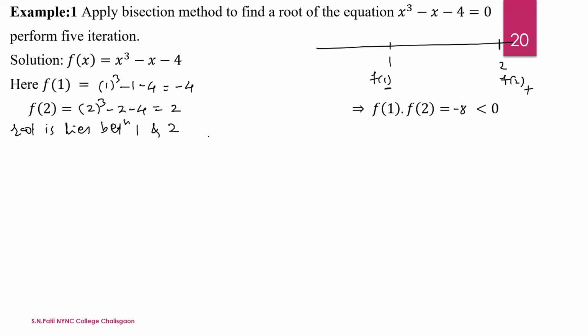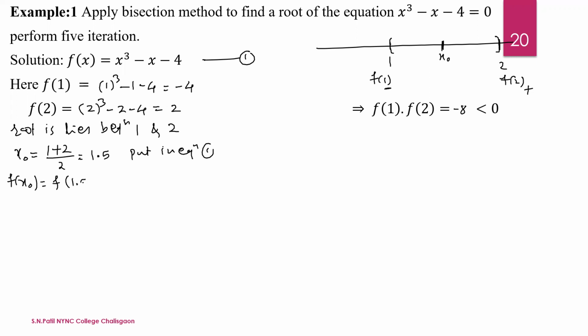Now the next process: we bisect this interval. From the intermediate value theorem, we got that the root lies between 1 and 2. Now we bisect. This is x naught, which is (a plus b) divided by 2, where a and b are the endpoints. That is (1 plus 2) divided by 2, that is 3 upon 2, that is 1.5. Suppose this is equation 1. Put it in equation 1, that is f of x naught.